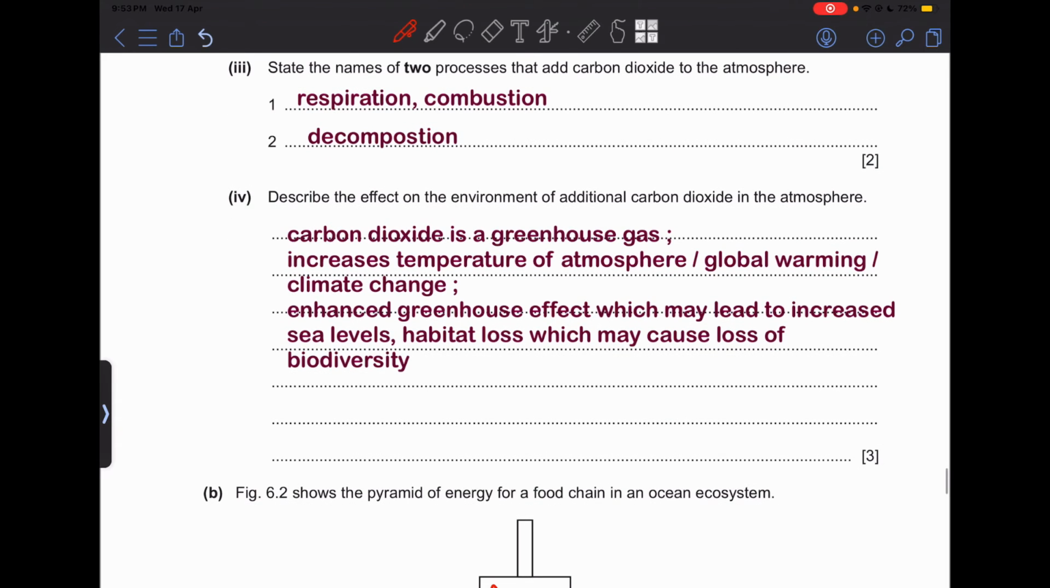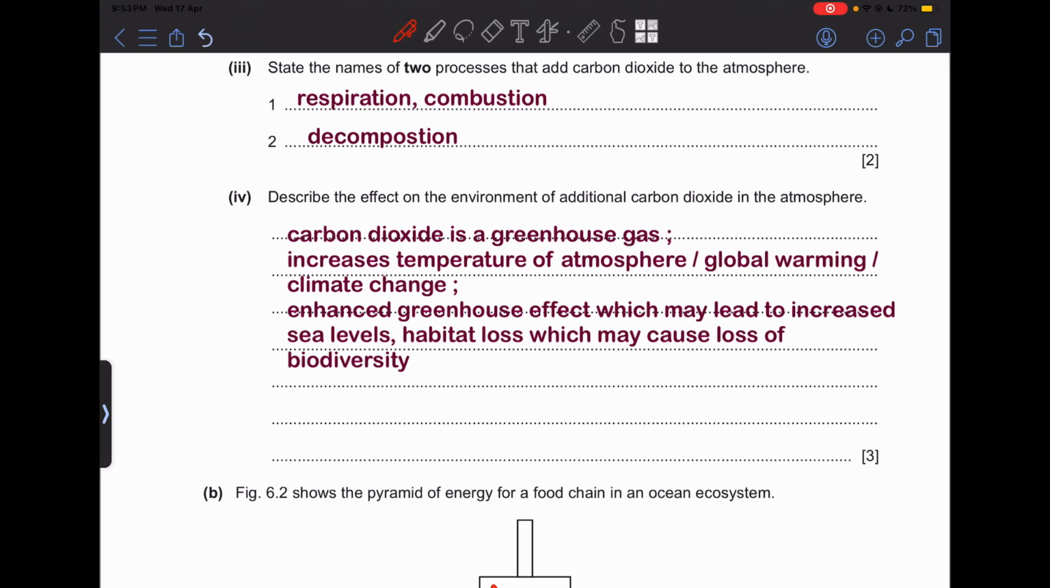IV, describe the effect on the environment of additional carbon dioxide in the atmosphere. Of course, this is a big problem. First of all, you start off by saying that carbon dioxide is a greenhouse gas, and this increases the temperature of the atmosphere, causing global warming and climate change. Enhanced greenhouse effect means that there is increased carbon dioxide in the atmosphere, which may lead to increased sea levels, habitat loss, which may cause loss of biodiversity.